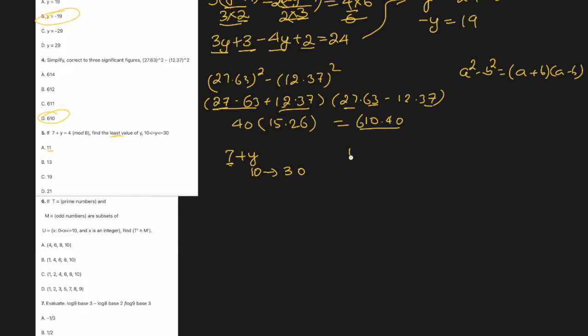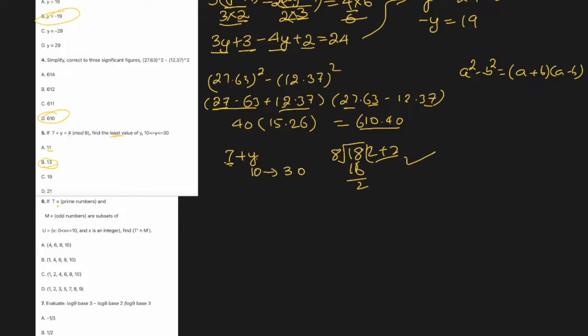7 plus 11 is 18. Mod 8, if I divide it by 8, the remainder will be 2, since 16 is 8 times 2. So it is not 4. So we can go to 13. 7 plus 13 is 20. This will increase by 2, and that makes sense. 13 is the answer.